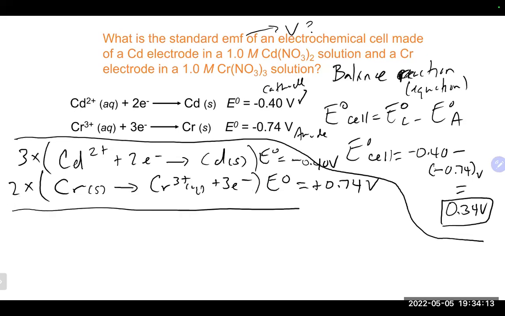And if I do that, I will get 3Cd2+ plus 6 electrons gives me 3Cd. By multiplying by 3, does it affect my E value?